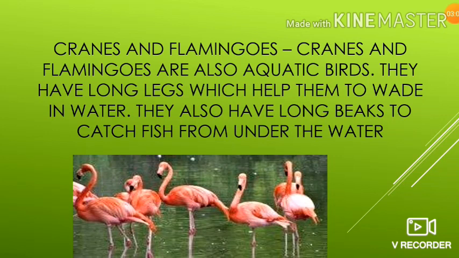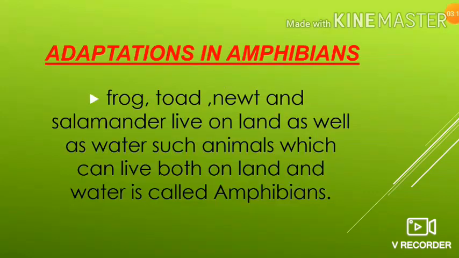And students, third topic is adaptations in amphibians. Some animals like frog, toad, salamander live on land as well as in water. Such animals which can live both on land and in water are called amphibians.